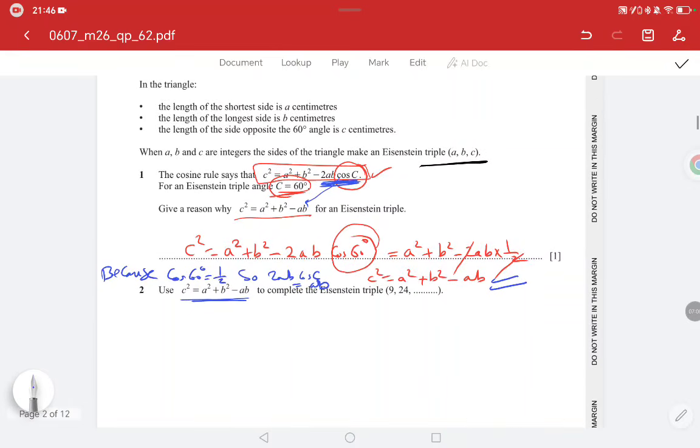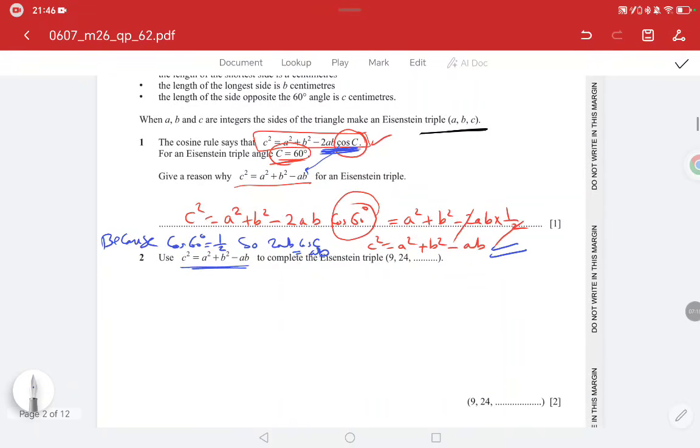To complete the Eisenstein triple 9, 24. Okay, so if you look at this one, we need to complete this triple, like 1, 2, 3. So we need to find the third one. We have a formula, and we need to substitute in it. Most of the time you are going to substitute using that given formula. So C squared, take care that they said that this is A, B, C. So this is A, this one is B, and the third one, what we need to find, is C.